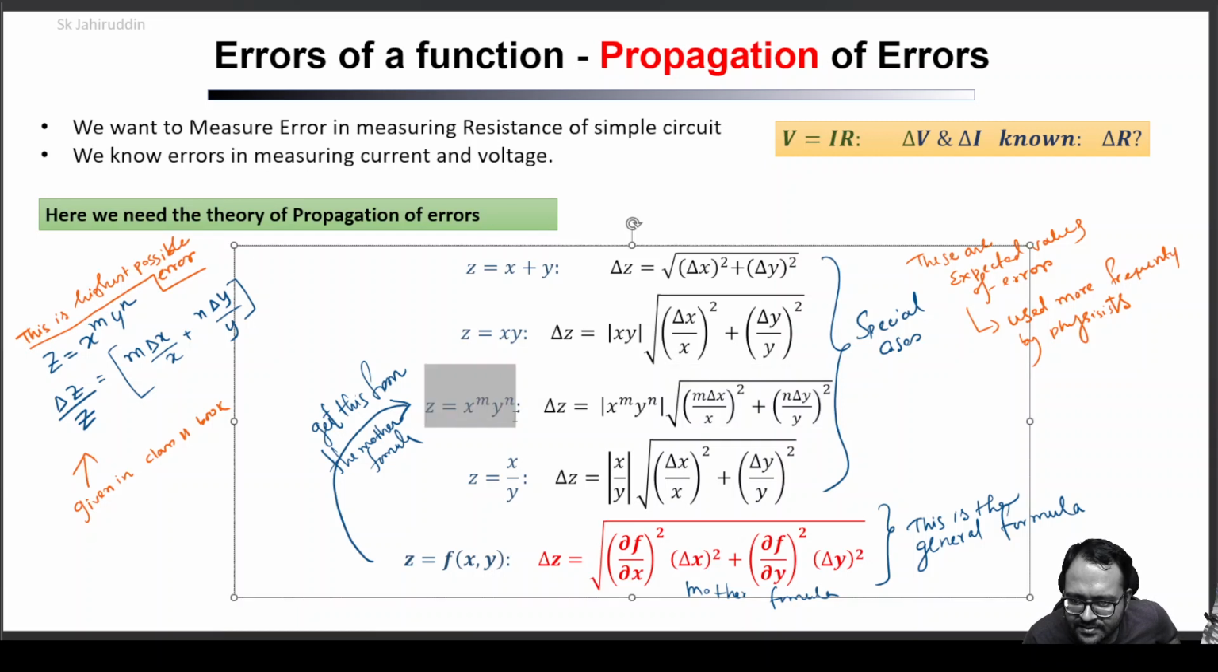This is an algebraic mother formula. And if you get delta z by z, you get this. So it is better to write it as delta z by z. That thing cancels.